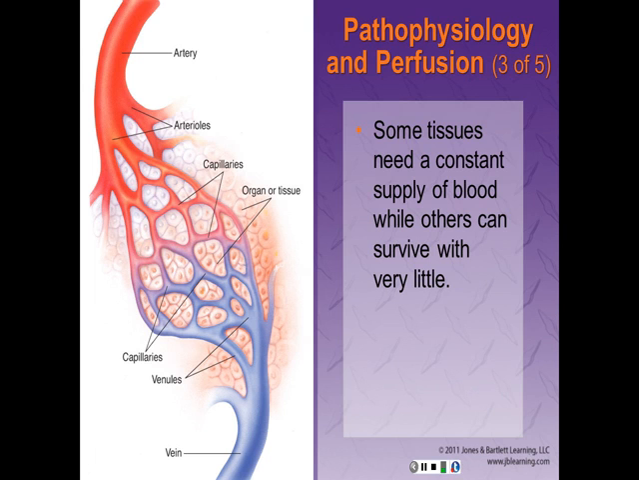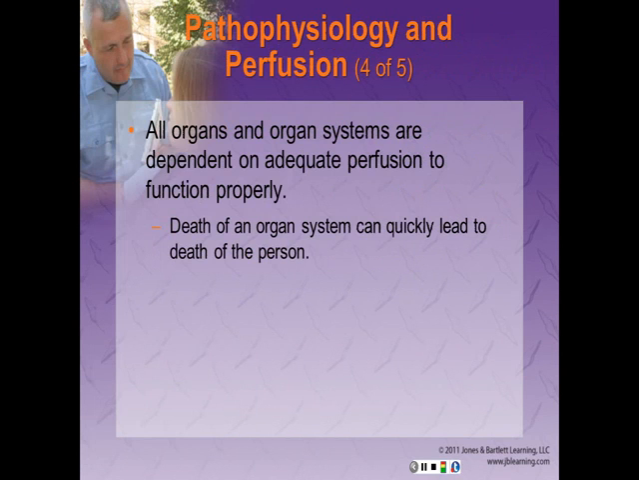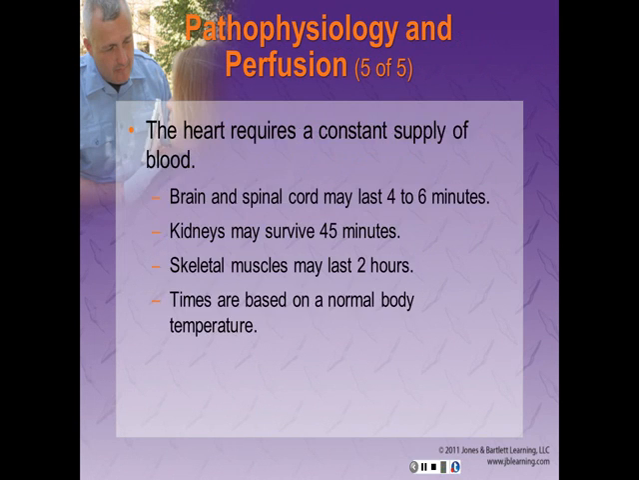Some tissues need a constant supply of blood while others can survive with very little. All organs and organ systems of the human body are dependent on adequate perfusion for proper functioning. Death of an organ system can quickly lead to death of the person. Emergency medical care is designed to support adequate perfusion until the patient arrives at the hospital.